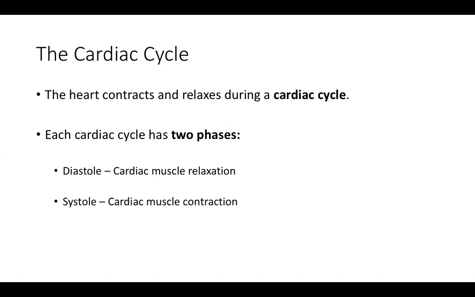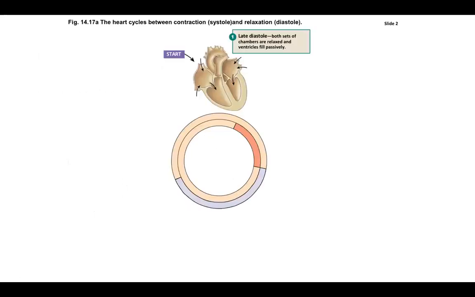So when we talk about the cardiac cycle, the heart contracts and relaxes in this thing called the cardiac cycle. And every cardiac cycle has two phases. There's the phase where the heart muscle is relaxing, and there's the phase where the heart muscle is contracting. The two terms that we use to describe the contraction and relaxation of the heart are: for contraction, we call that systole, and for relaxation, we call that diastole. So we'll use those terms instead of contraction and relaxation.